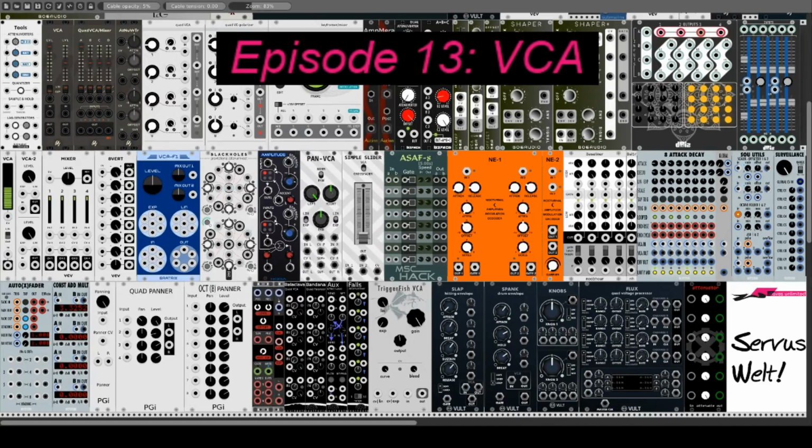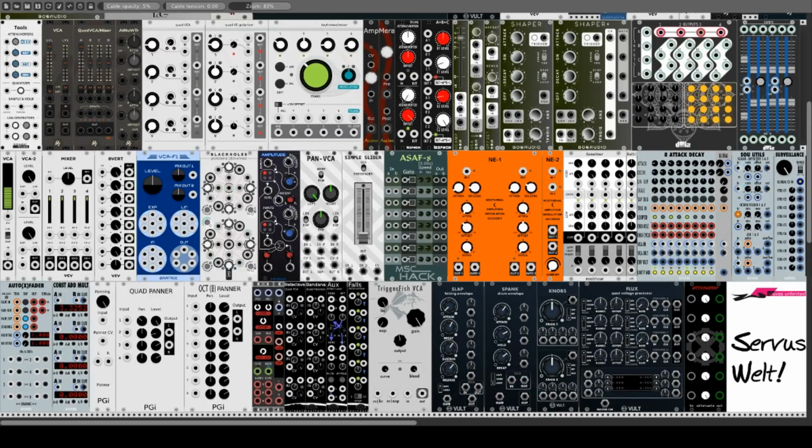As announced, I am going to deal with VCAs this time, but I'll also take a look at attenuators and attenuverters, because the tasks are similar and some modules appear in both sections. A few of the modules also have other areas of application. For these, I limit myself to the functions as VCA or attenuator and look at the other functions in another episode that deals specifically with these.